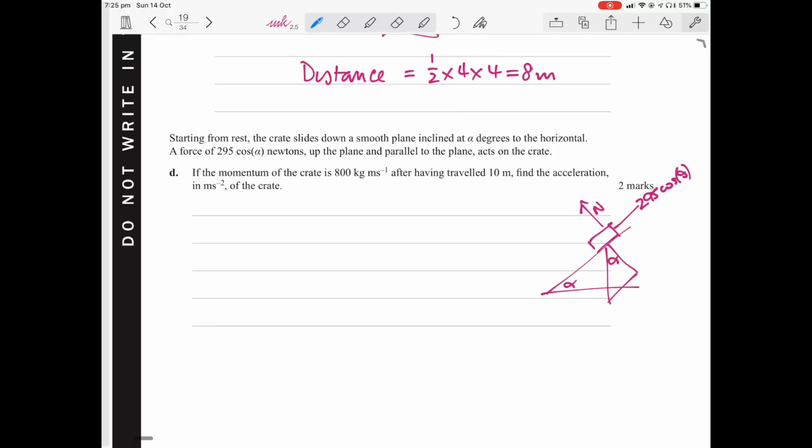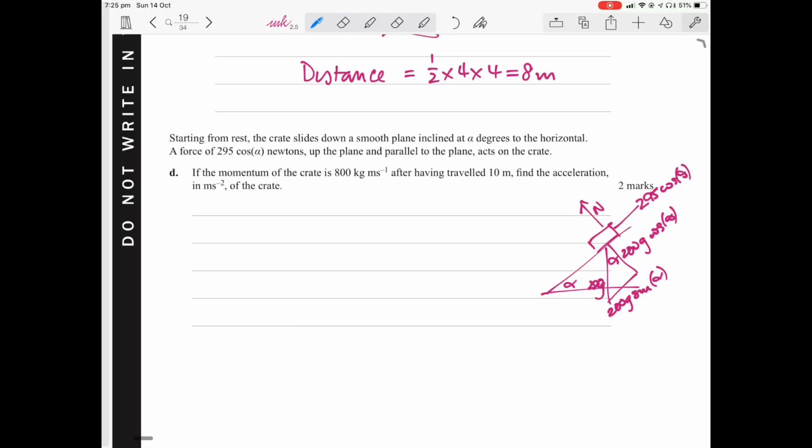Okay, and this is going to be 200g, so that's going to be 200g sine alpha, and that will be 200g cos alpha. I could be working out all this stuff for nothing. Okay, if the momentum of the crate is 800 kilogram meters a second after having traveled 10 meters, find the acceleration.